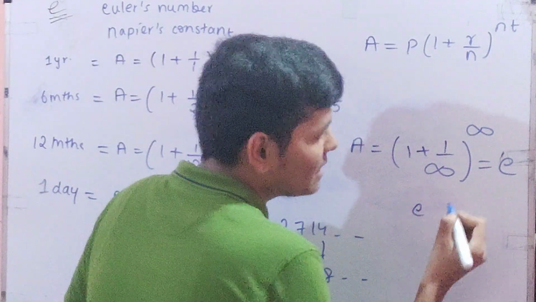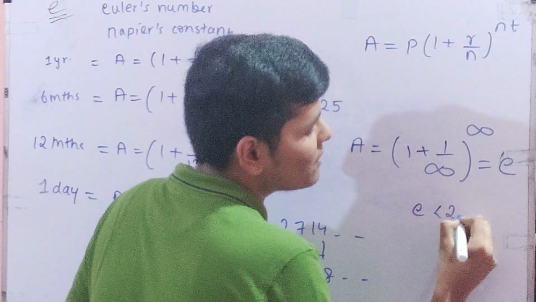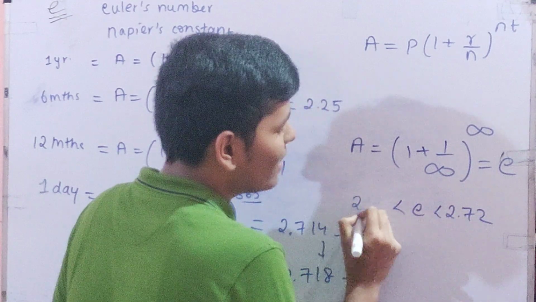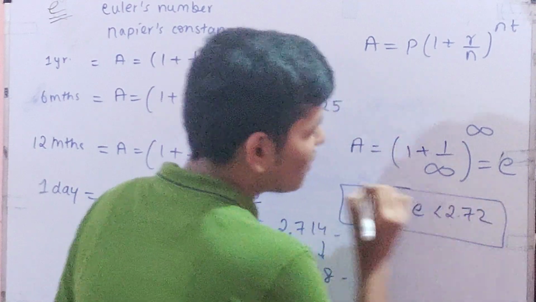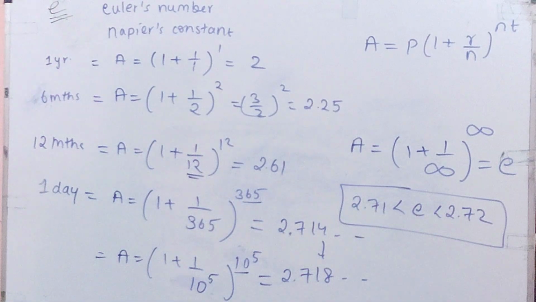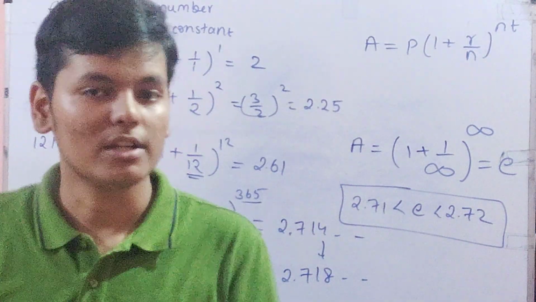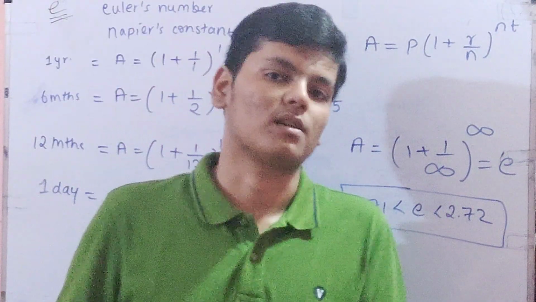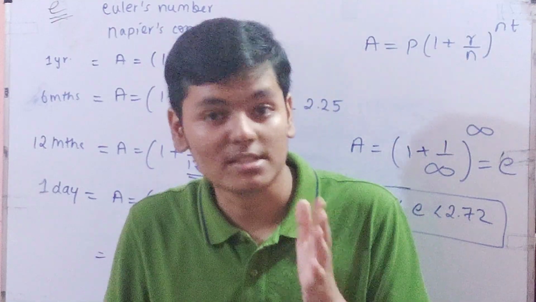This e is nothing but an irrational number. It lies between 2.71 and 2.72. This is the concept of e, or Euler's number, and we use this concept in the topic of natural logarithms. So I hope you understand what Euler's number is.